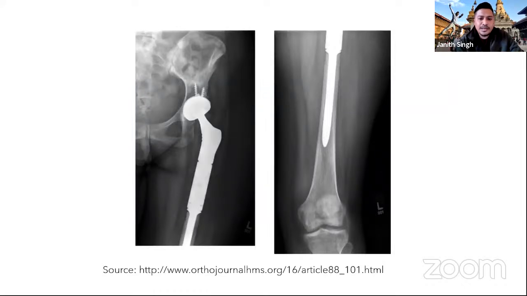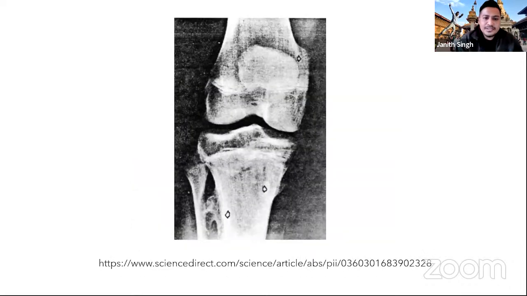By definition, it should happen at least 8 to 10 years after the radiation has been given. So it occurs usually at the site where the maximum radiation has been given. Now this is interesting. So this is from an article by Jaffe himself.